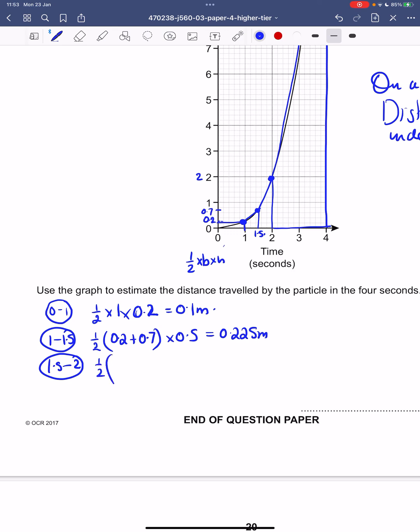The next one, 1.5 to 2. A half of 0.7 plus 2. Half the sum of the parallel sides times the distance between them. Here. So that is now going to be 0.5 times 2.7 times 0.5. 0.675 meters. And then between 2 and 4, did I say?